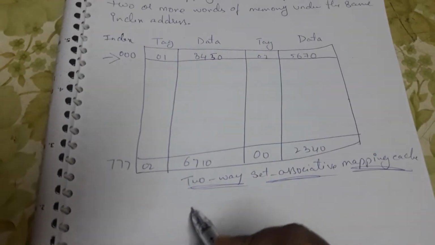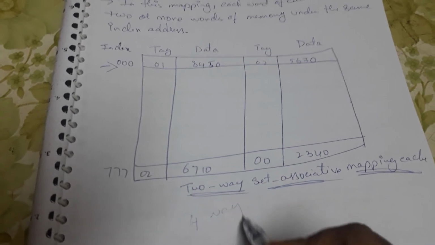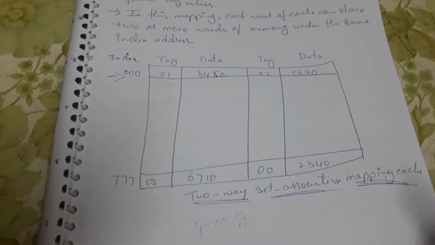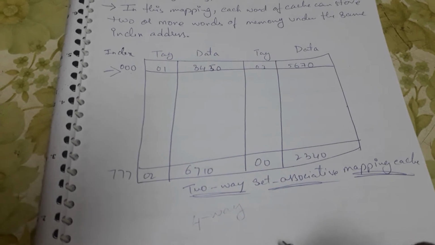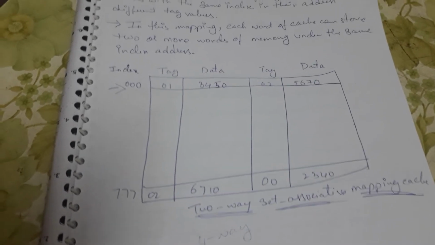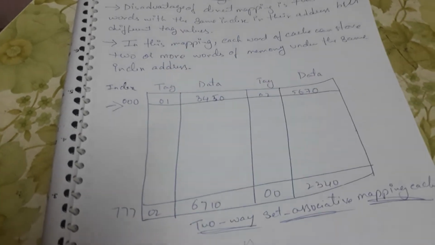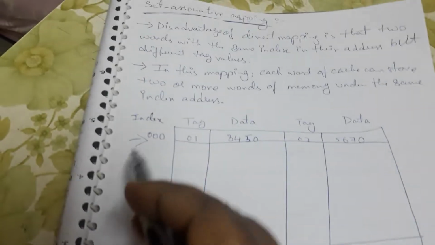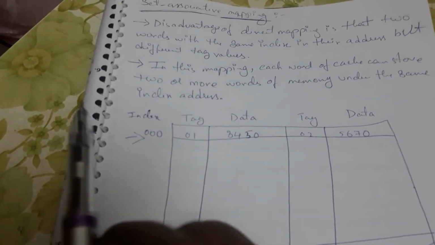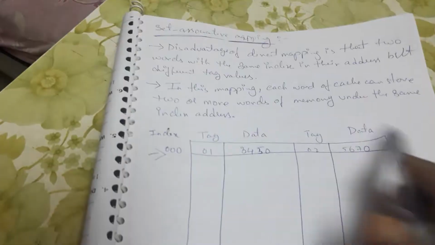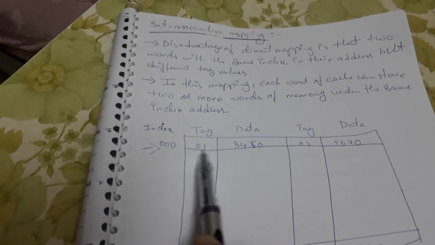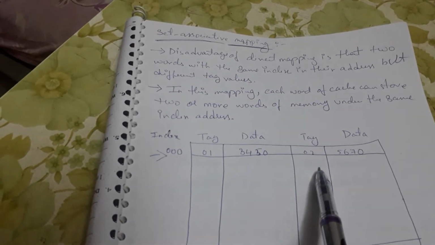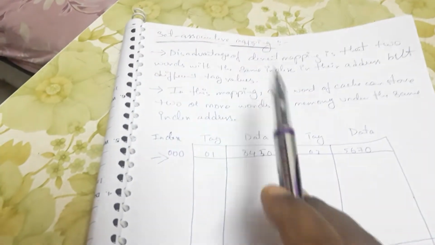In the same way, I can also have four-way set associative mapping, 8-way set associative mapping, like that also we can have. But in our example we are only taking 2-way. Here I am reducing the access time. If I search for the index address the first time, that is enough for me. I don't have to search it again. That is how set associative mapping is implemented.